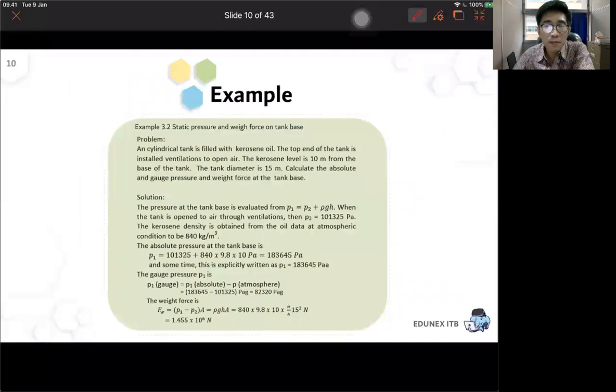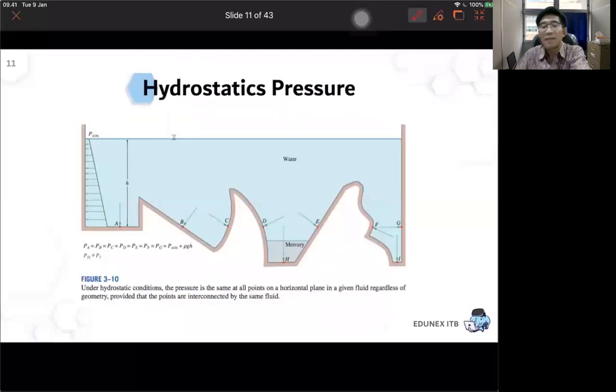Please do the example if you don't understand. Disclaimer: sometimes the example has a different way of calculating, or sometimes the example has an incorrect value of answer. So please redo the example. Try using your understanding of the concept, and then check whether your calculation result is the same as the example result. Sometimes it's different. It's okay. You can discuss with me.